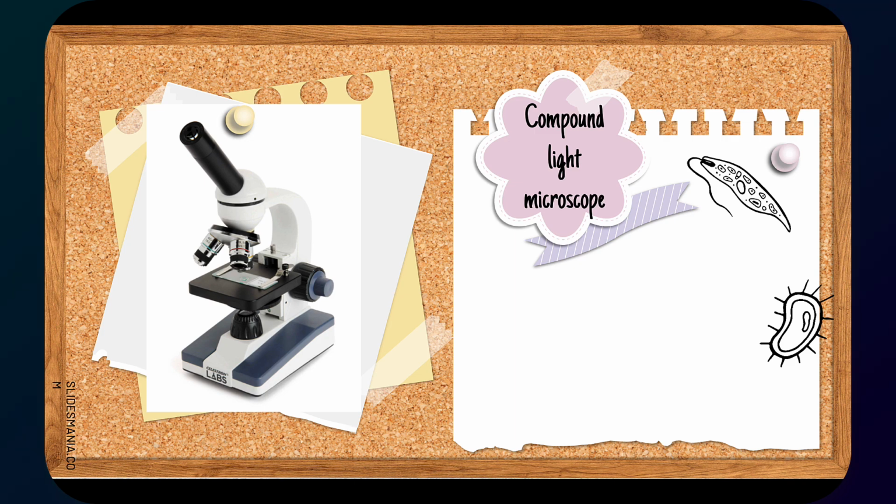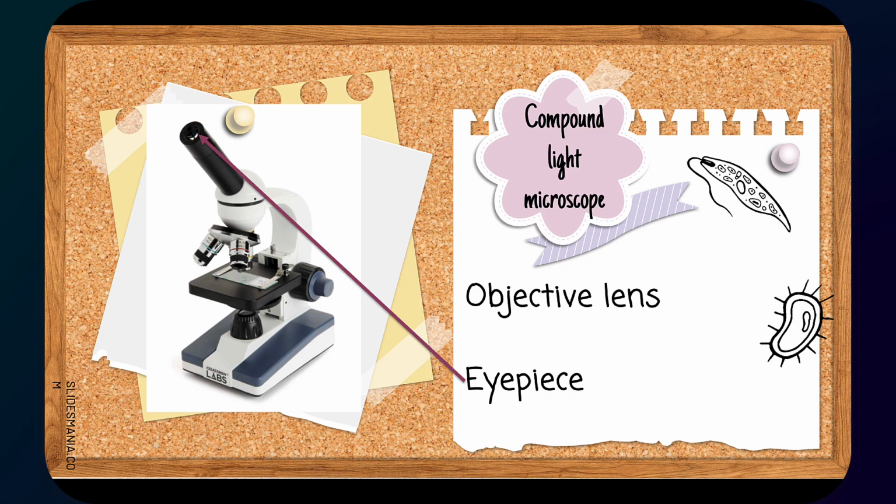A compound light microscope uses two lenses. Light passes through a sample, which creates an image. The image is passed through an objective lens first, then an eyepiece before reaching your eye. The two lenses work together to magnify the image so that it appears larger to your eye.